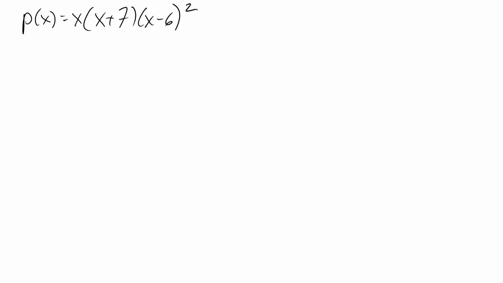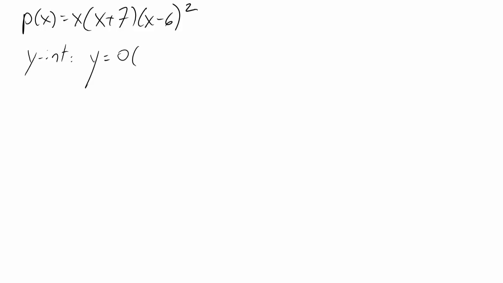Well, here we're asked to find the x and y intercepts of our polynomial, p of x, which is equal to x times (x plus 7) times (x minus 6) squared. We're going to start off looking at the y-intercept. That is typically a little bit easier to deal with, so we're going to replace the p of x with our y, and then put a 0 in for x, and we're going to solve.